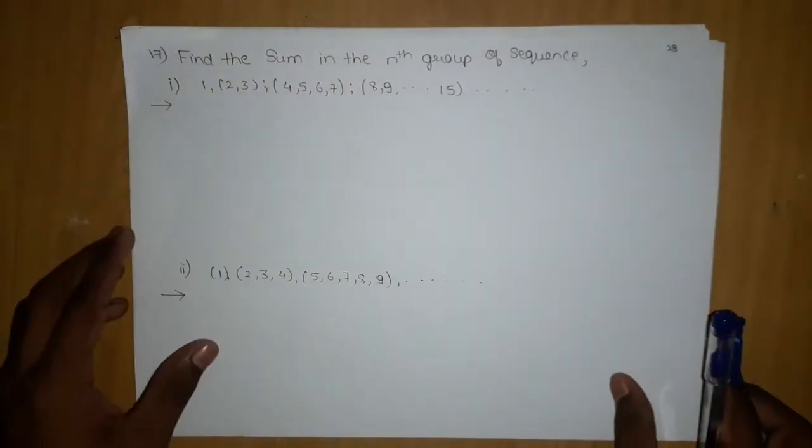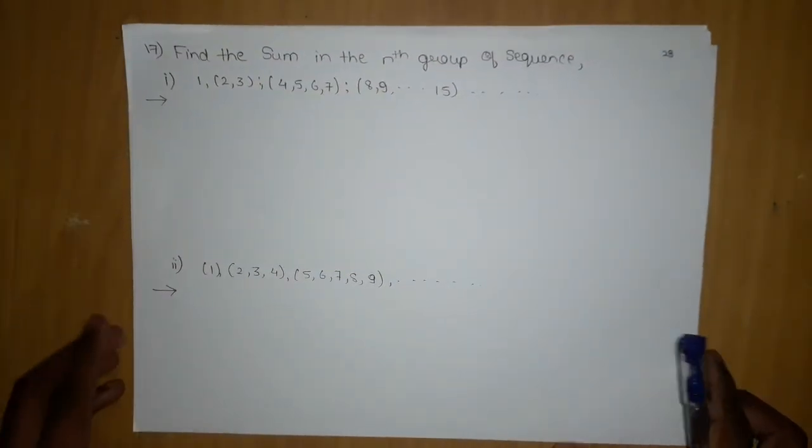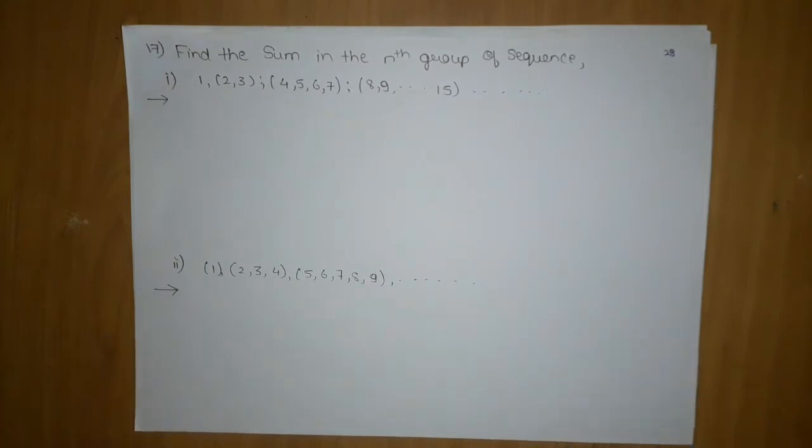So this is the 17th question. It has two parts. Find the sum of the nth group of the sequence. We want to find the sum of the nth group of the sequence. So in this type of question we have to identify the pattern either of the starting terms of the group or the last term of the group.